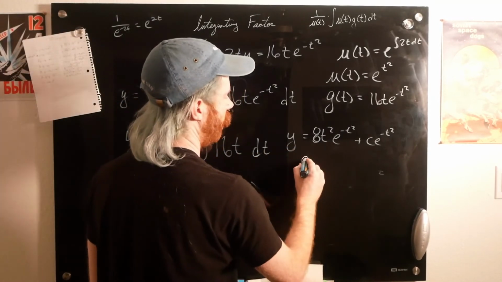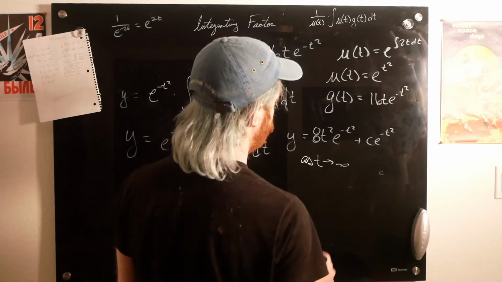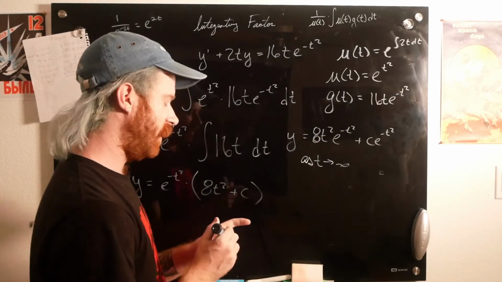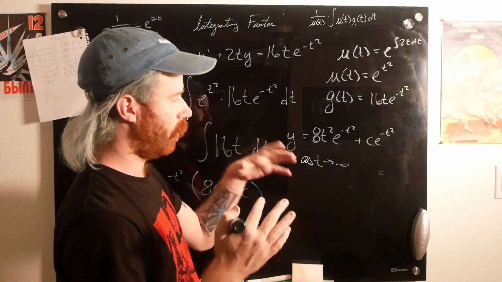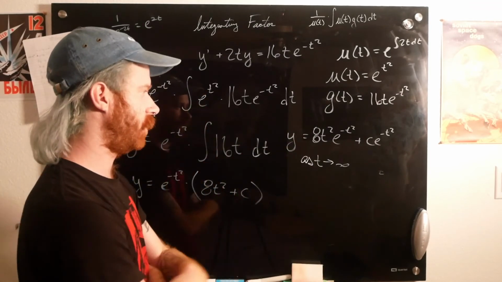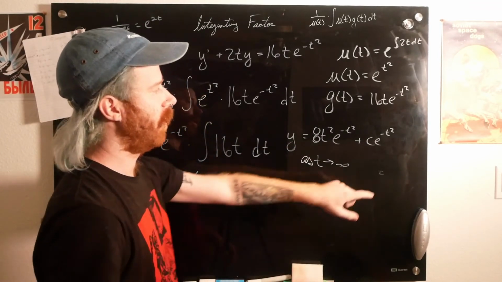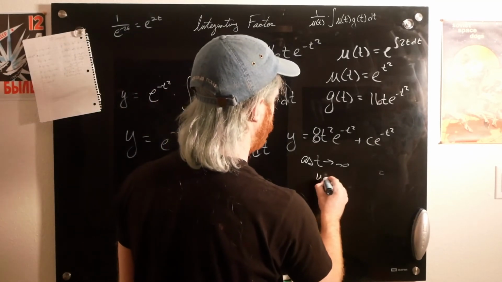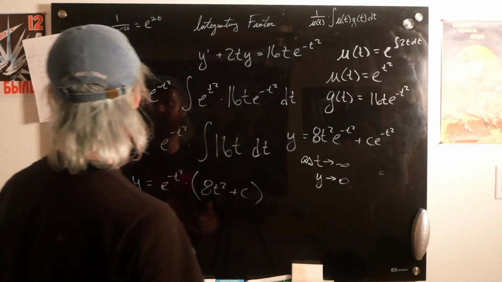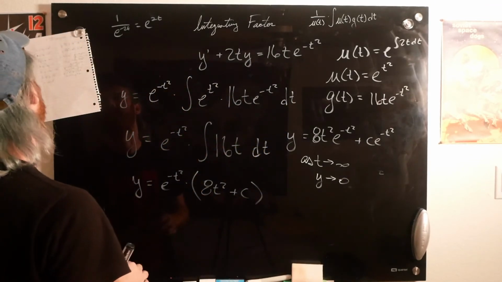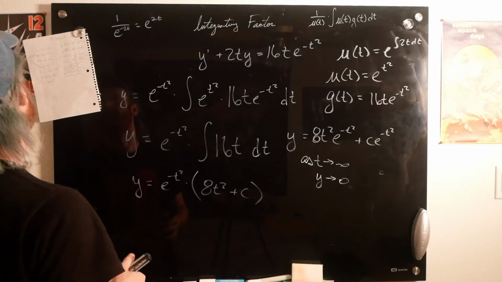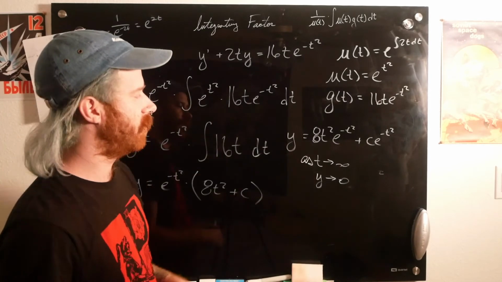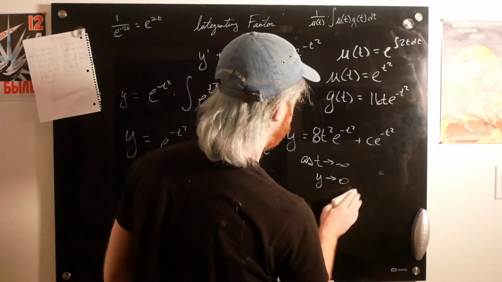Now, when we want to evaluate as t approaches infinity, what is y going to do, right? So e to the t squared is going to grow a lot faster than just a regular t squared. So this part is going to go to 0. And as with this one, e to the negative t squared is going to go to 0. So as t goes to infinity, y goes to 0. So here's your solution, and this is the end behavior as t approaches infinity.